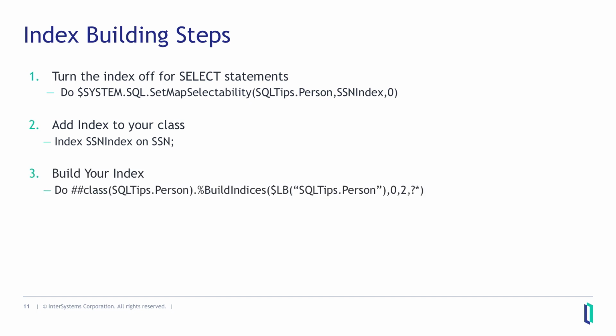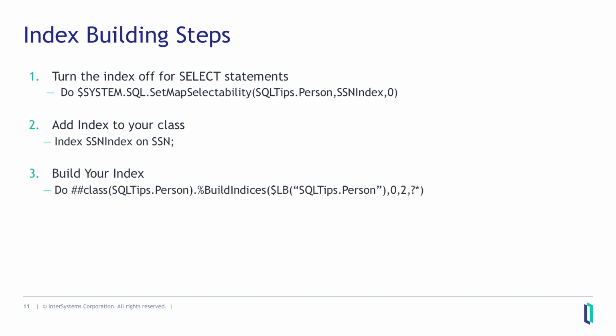Step 3, you build your index using %build indices. The parameters here: the first one is a list of the index names to build. If you leave that blank, we build all of them. The second one is purge. Purge, if you're fixing an index, you would want to delete it. But since we're making a new one, we don't need to kill anything.